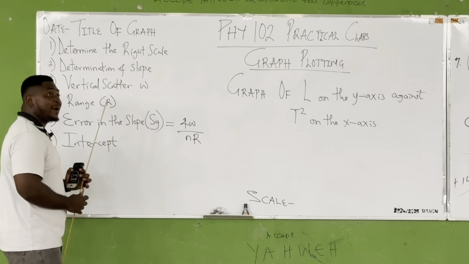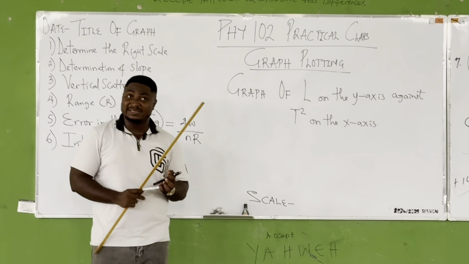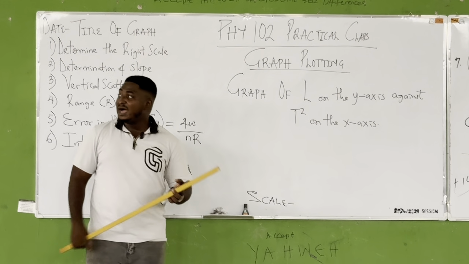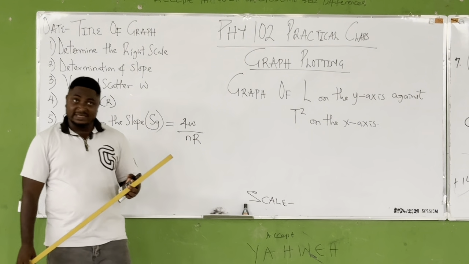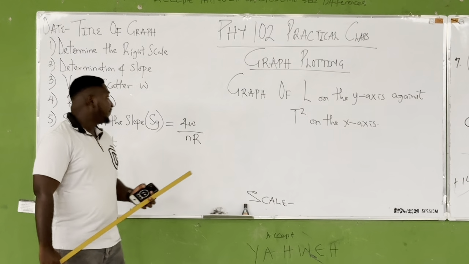So sometimes your graph can pass through both the x and the y-axis. That means you're going to have an intercept on the x-axis and an intercept on the y-axis. Are we together, class? So please take note.